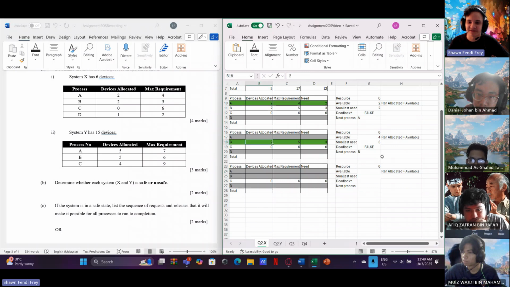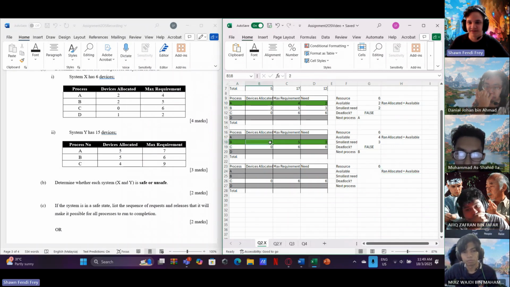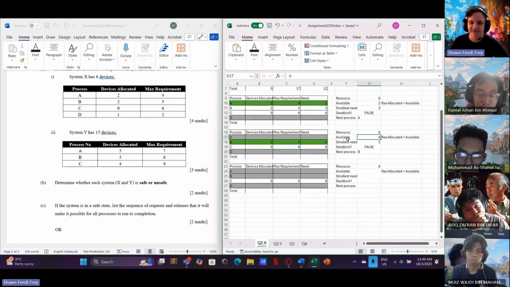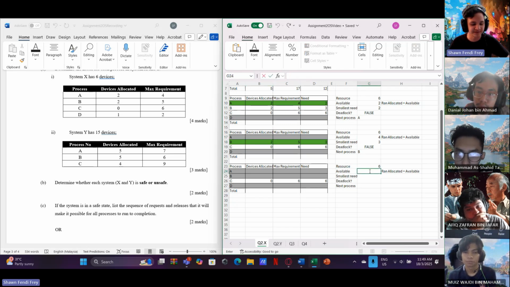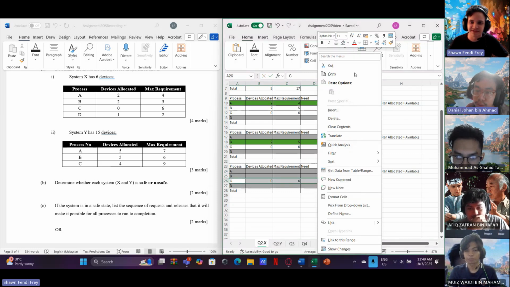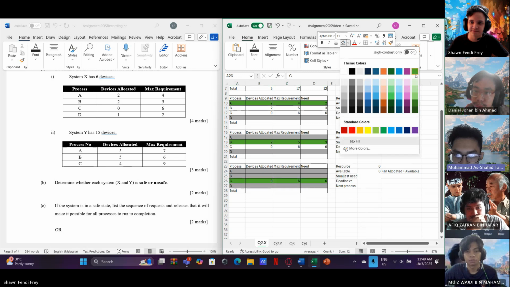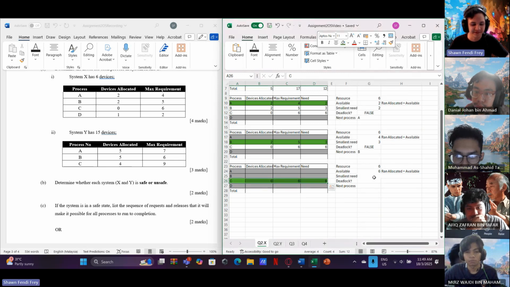So devices allocated plus devices ran. For the process that ran, it's the device allocated plus the available. We have 4 in our previous available and 2 in the device allocated, so that sums up to 6. Our smallest need is, of course, process C, which is 6.